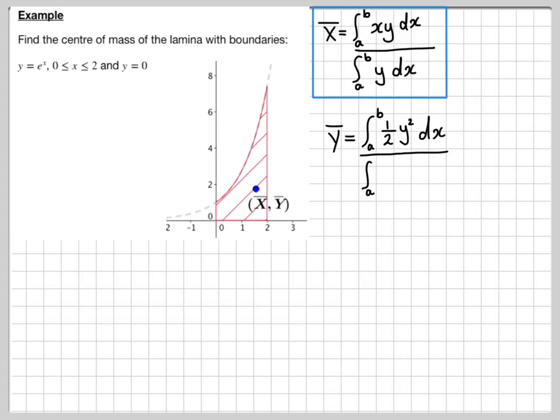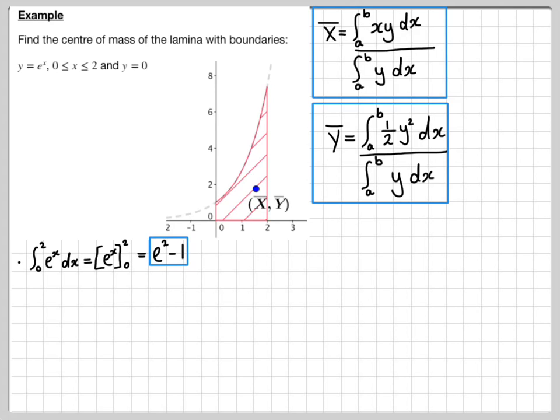You should learn these formulae, but as you'll see in a later video, you will see how to derive them, and you should also know how to derive them. Okay, so we can see by looking at the two formulae, they both have one thing in common, and that's the denominator, which is simply the integral between a and b of y dx. In this case, y is equal to e to the x, and my limits are 0 and 2. So I'll calculate that first.